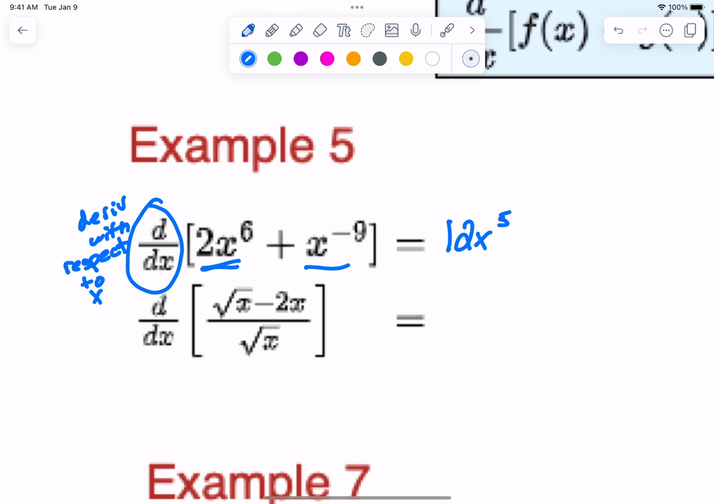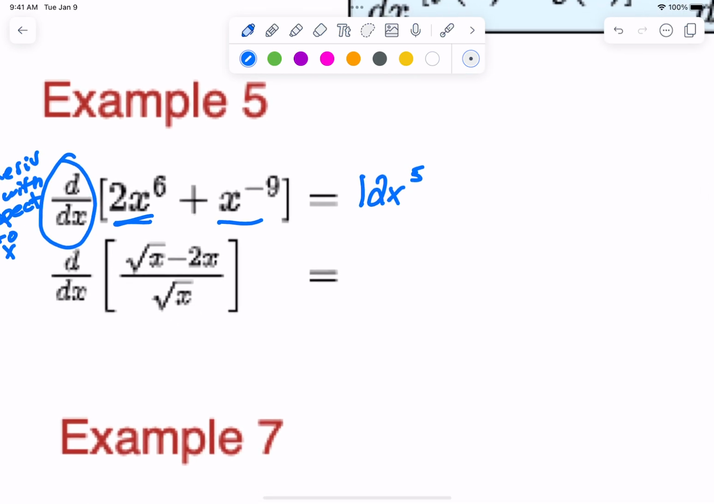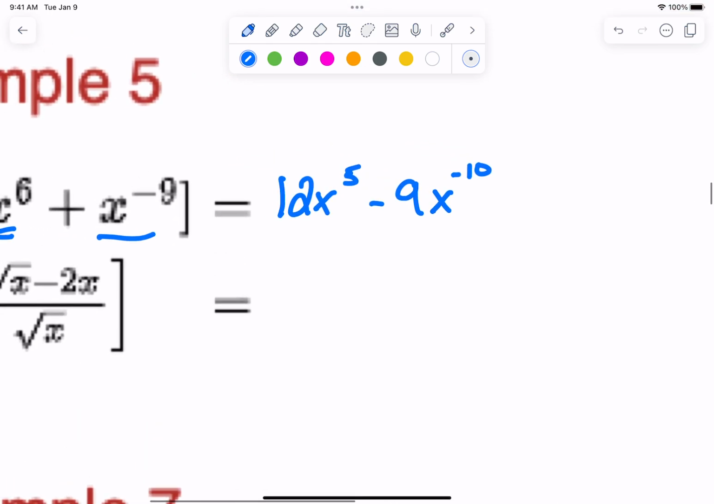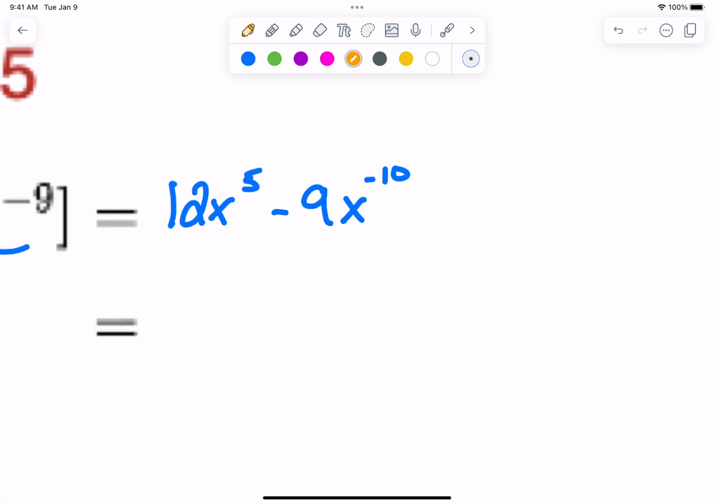Okay, let's take the derivative of x to the negative 9th power. Negative 9 comes down in front, and I subtract 1 from the exponent, so negative 9x to the negative 10th. Got it? Now let's bump it down to the bottom. So it is 12x to the 5th minus 9 over x to the 10th power.